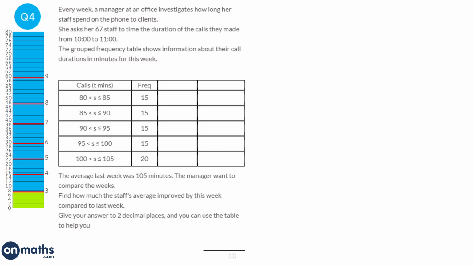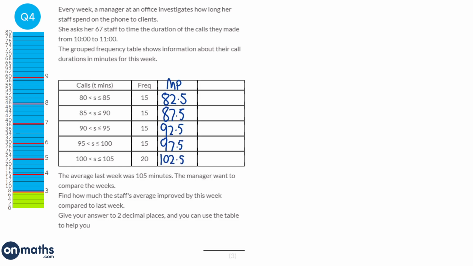So to start off doing that, we're going to work out the midpoint of each group. So we've got 80 to 85, and to find the midpoint, you add the 80 and the 85 together, then you divide by 2. So this will be 82.5, then 87.5, then 92.5, then 97.5, and then finally 100 plus 105 divided by 2 is 102.5.